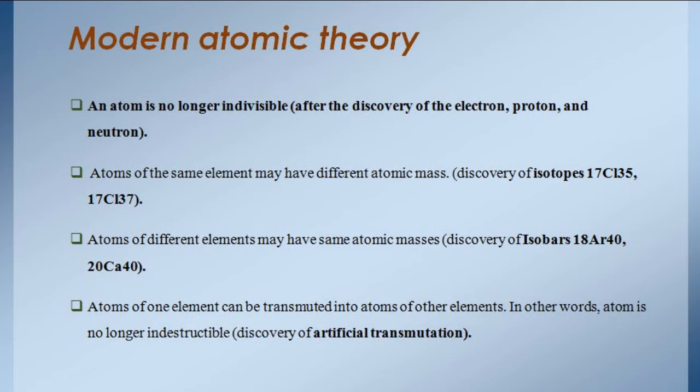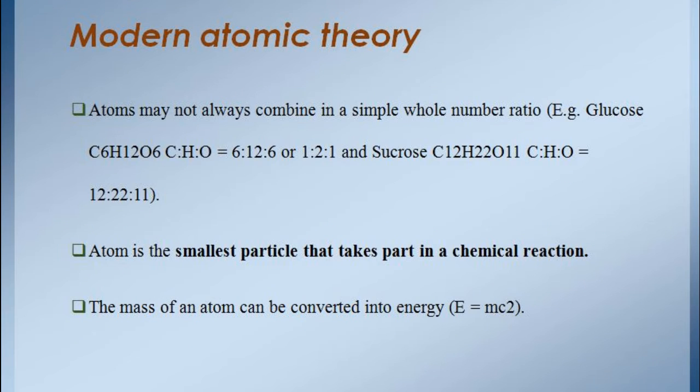Next one, atoms may not always combine in a simple whole number ratio. For example, we take glucose and sucrose. These two are called carbohydrates. Two compounds containing the same elements, carbon, hydrogen and oxygen. Both have carbon, hydrogen and oxygen, but their ratios are different. The glucose ratio is 1:2:1 and the sucrose ratio is 12:22:11. This is the difference.